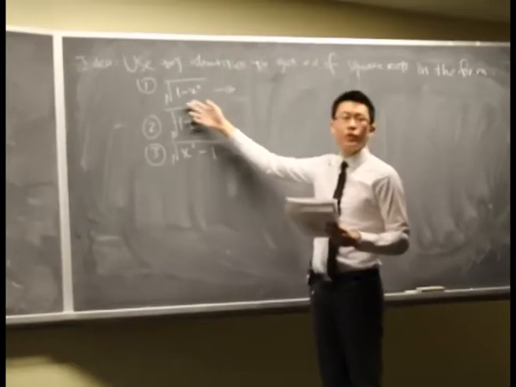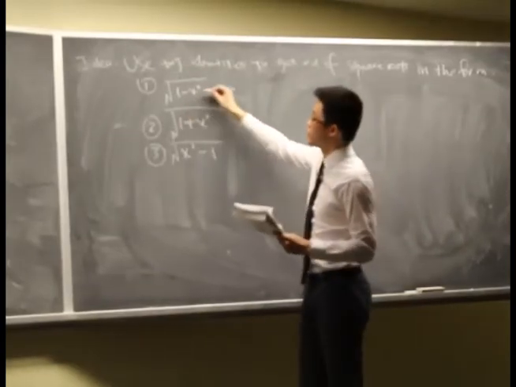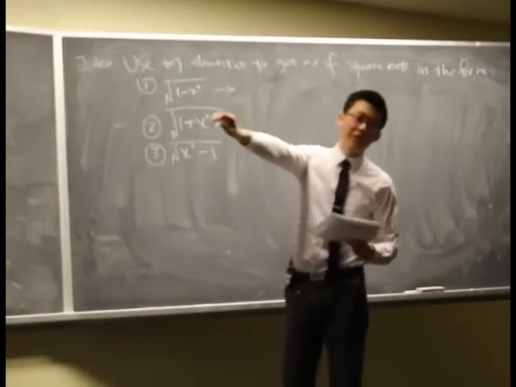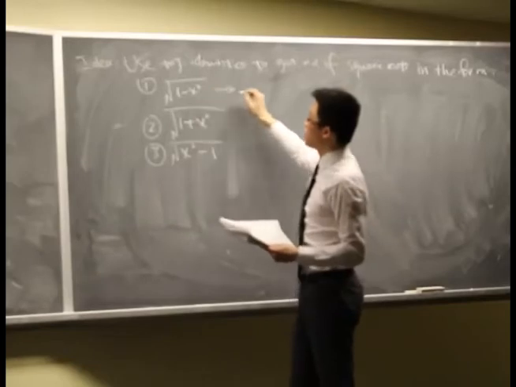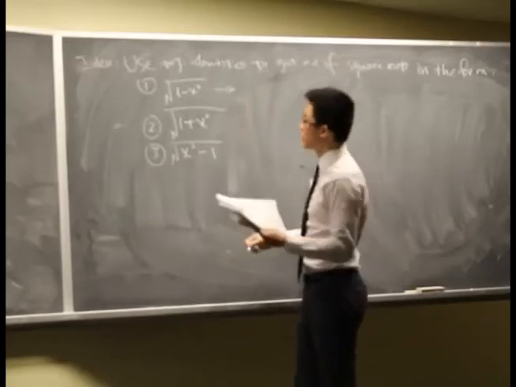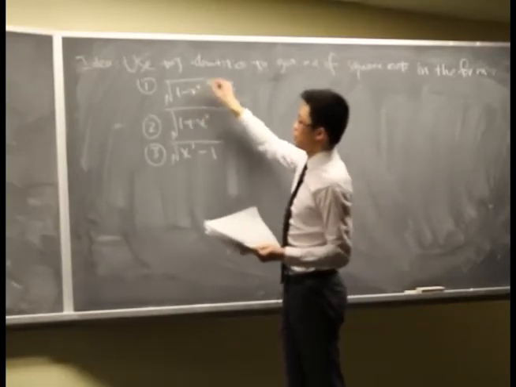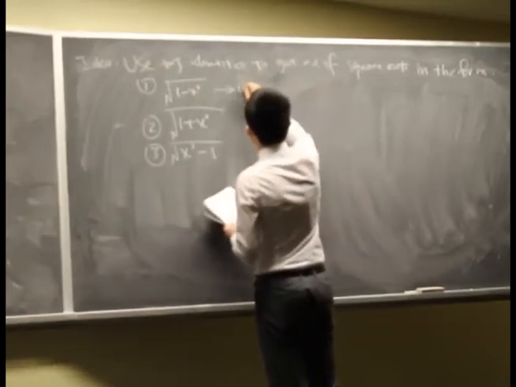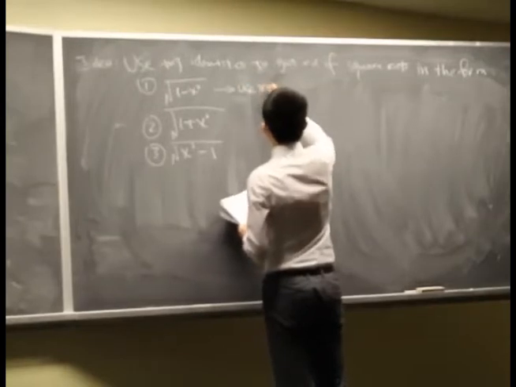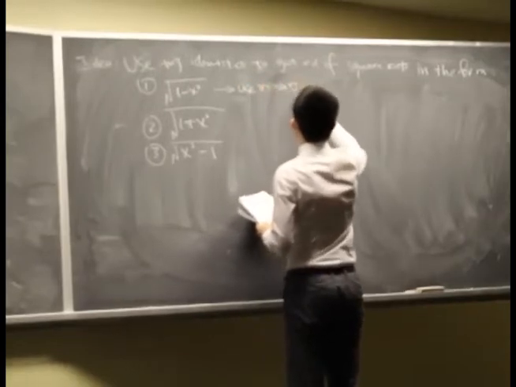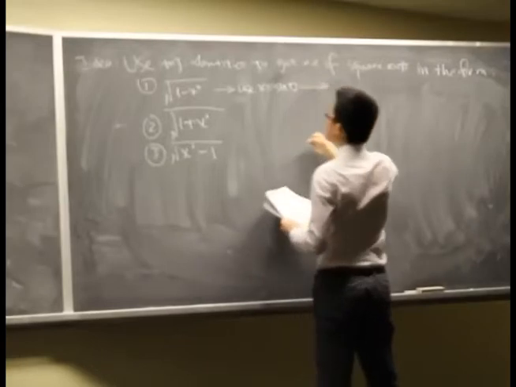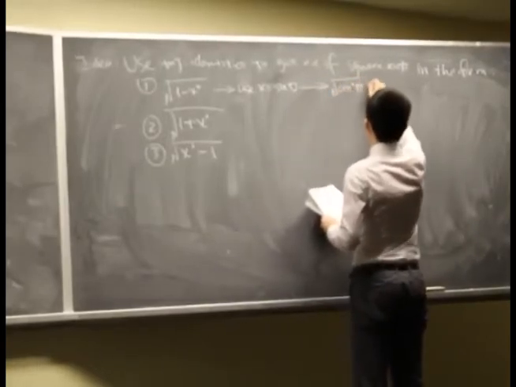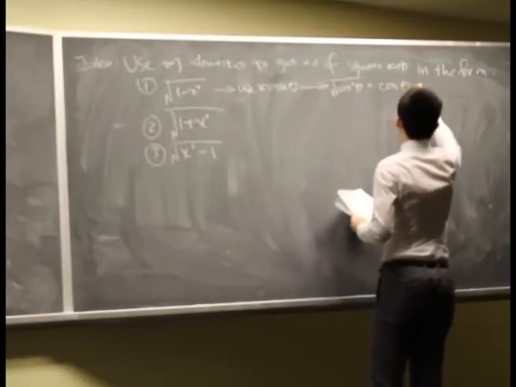For this quadratic expression right here, notice that if we substitute x equals sine theta or cos theta, we can use one of those identities to transform this into a cos squared or a sine squared, which cancels out with a square root, and you're left with a single sine or cos. So let's say we use a substitution x equals sine theta. This is going to be square root of cos squared theta, which is going to be cos theta.